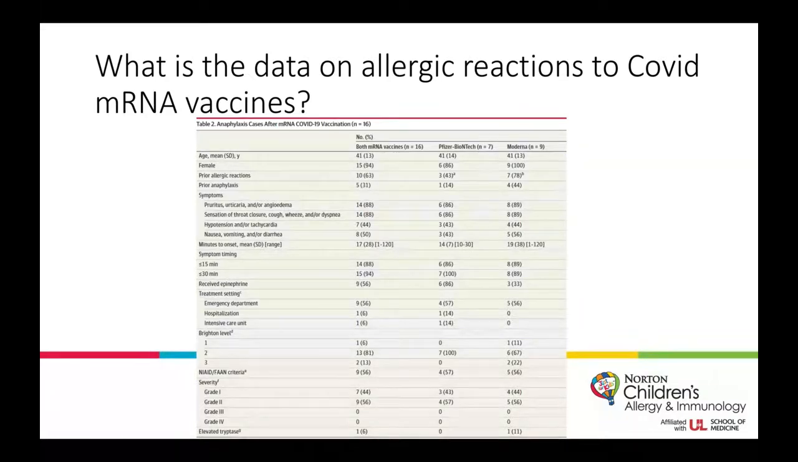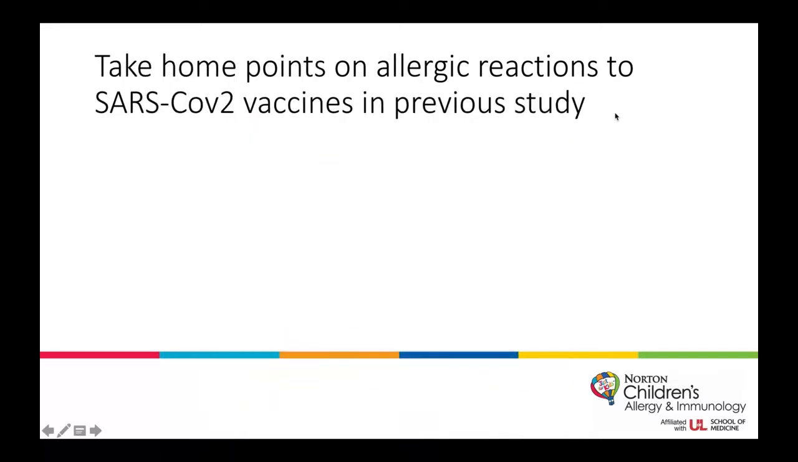And as you all know, tryptase is a marker of mast cell degranulation. So if it's elevated, it is consistent with anaphylaxis. So only 1 out of 16 had elevated tryptase.